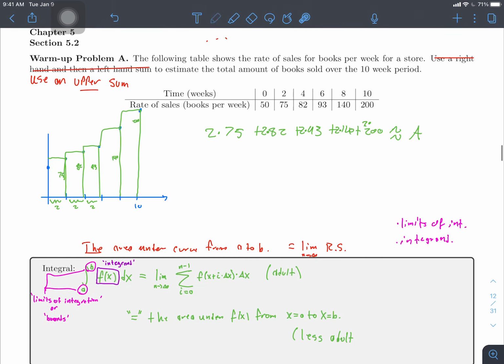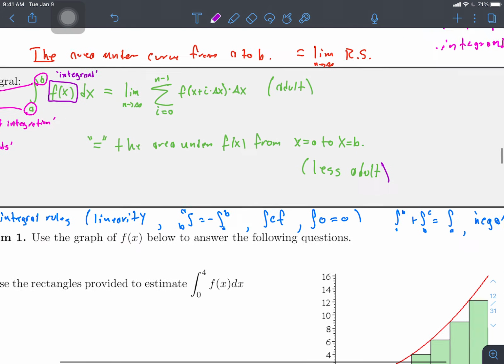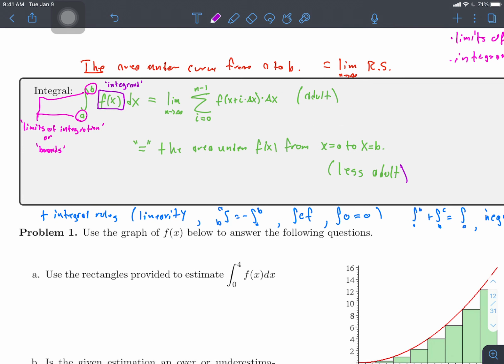Any questions about this definition so far? So far it's just terminology and notation.